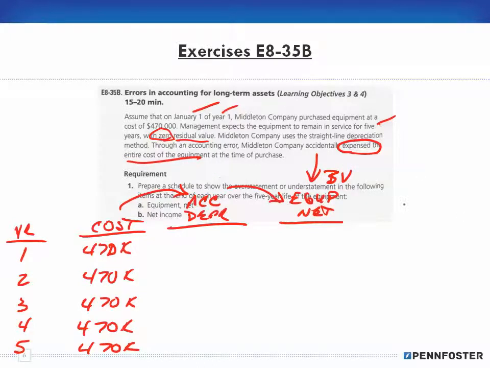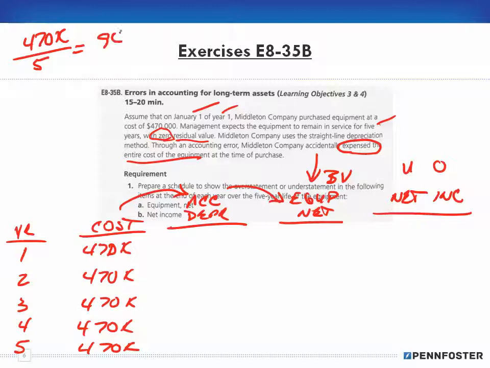And then of course, for our net income, which is on our income statement, we want to show how much should have been on our income statement and whether it is understated or overstated. I'm going to use U for understated and O for overstated. Now I have to figure out the accumulated depreciation per year. Because we're using straight line, we have 470,000 divided by 5 years, since there's no residual value. That gives us 94,000 per year.